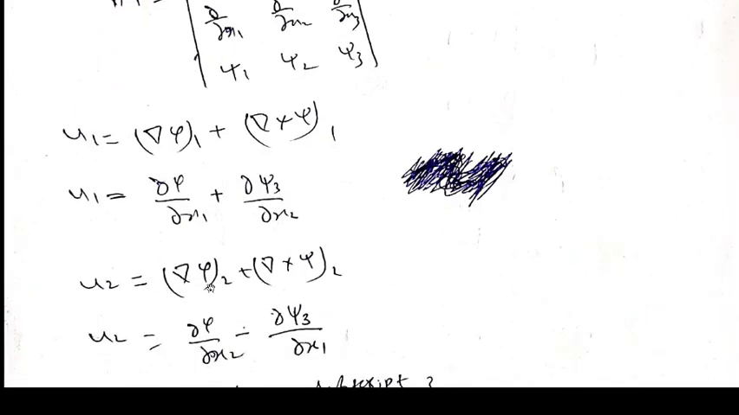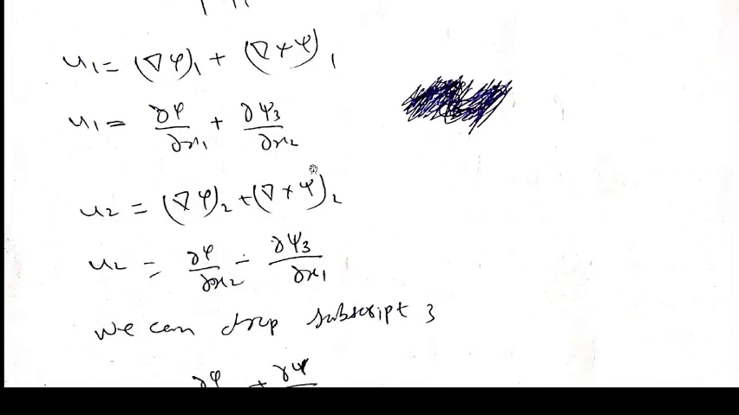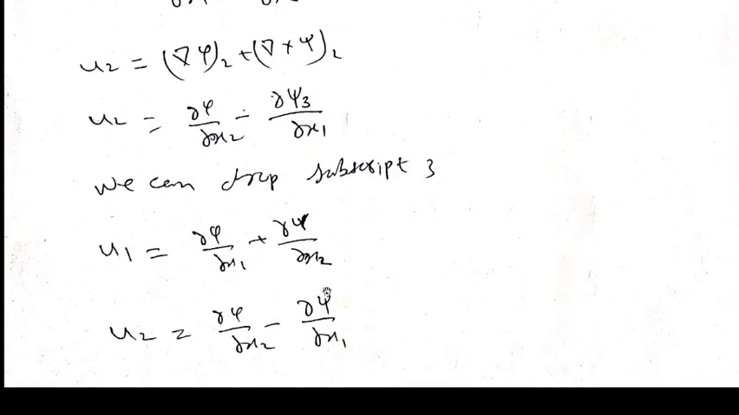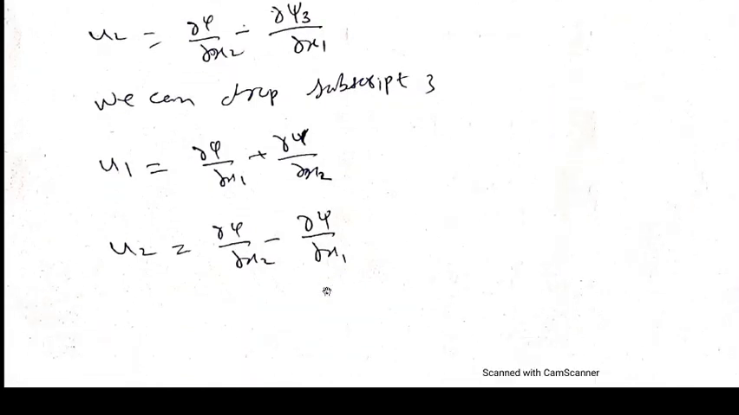So what is u2? The second component of the gradient is partial phi partial x2, minus, for the second component of the curl, partial psi 3 partial x1 minus partial psi 1 partial x3, which is equal to 0. So we have u2 equals partial phi partial x2 minus partial psi 3 partial x1. As we have no psi 1 and psi 2, we can ignore this subscript 3. So we drop the subscript 3 and we have u1 and u2, where phi is the scalar potential and psi is basically the third component of the vector potential, in which we have ignored the 3, so there is no 3 written.